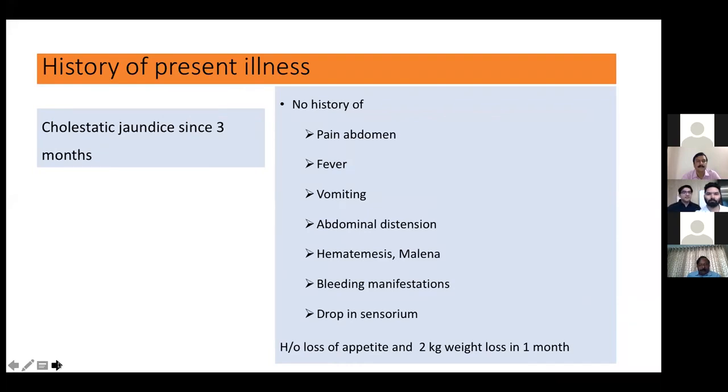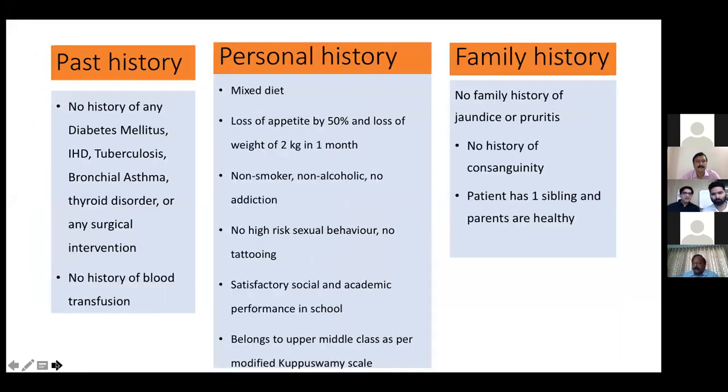Now the patient came to us with cholestatic jaundice since 3 months, with no history of abdominal pain, fever, vomiting, abdominal distension, hematemesis, melena, bleeding manifestation, or drop in sensorium. In past history, there is no history of diabetes, ischemic heart disease, tuberculosis, bronchial asthma, thyroid disorder, any surgical intervention, or blood transfusion. The patient consumes a mixed diet, with loss of appetite by 50% and loss of weight of 2 kg in 1 month. Non-smoker, non-alcoholic, no addiction, no high-risk sexual behavior, and no tattooing. Satisfactory social and academic performance in school. There was no family history of jaundice or pruritus, no consanguinity. The patient has one sibling, and both his sibling and parents are healthy.